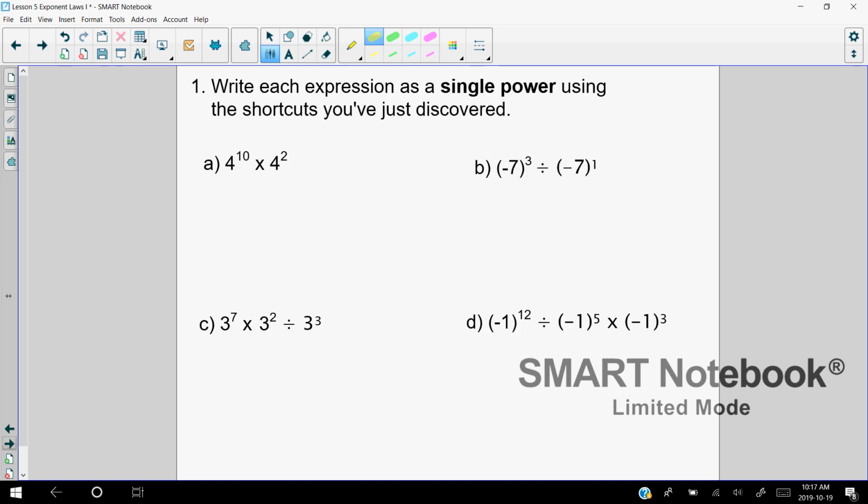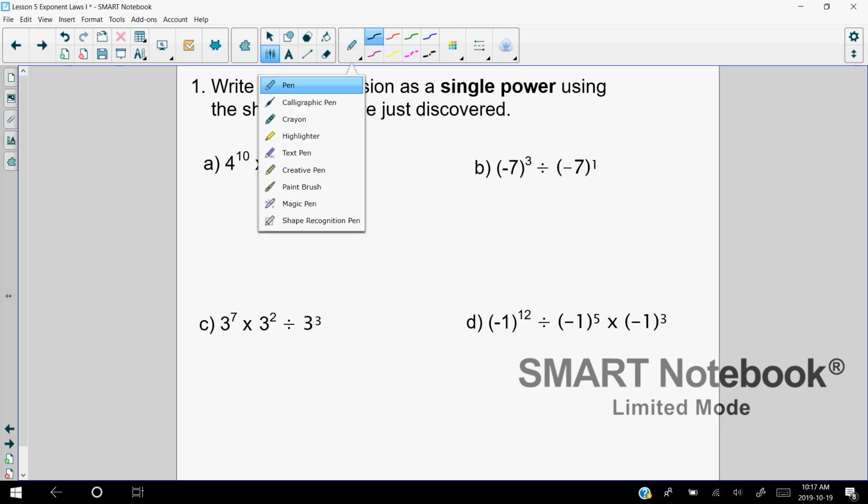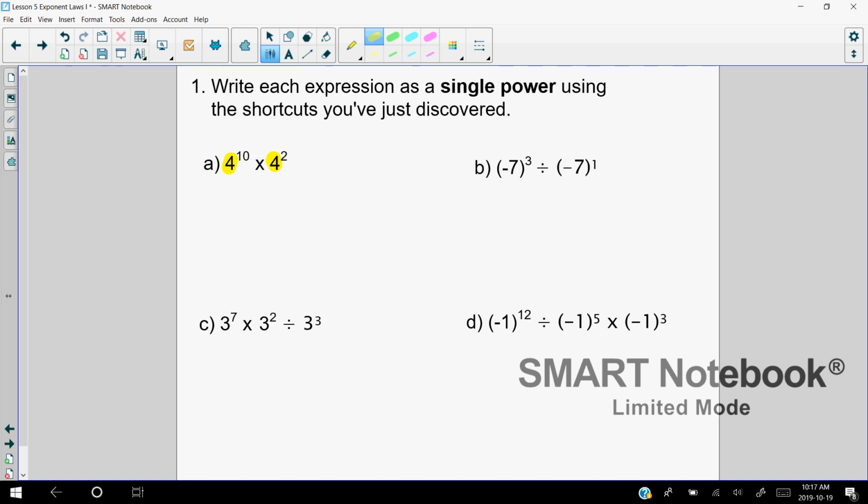Write each expression as a single power using the shortcuts you've just discovered. So I have 4 to the power of 10 times 4 to the 2. First thing I need to notice is that my base of my exponent is the same. By base, I mean the 4. They can't be different numbers if you want to use exponent laws. Next thing I notice is that we're multiplying. So multiplying means I'm going to use my product law, which says keep the base the same and add the exponents. 4 to the power of 12.